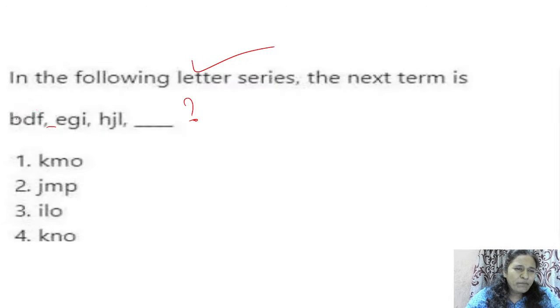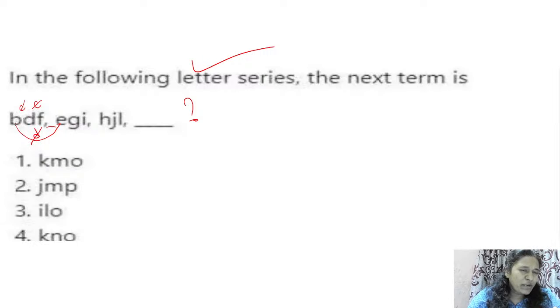Here, after B, C has to come, but D came. They are skipping C. After D, E has to come, but they are skipping E. That means alternative letters are coming. Okay, we came to know the series of this, but we have to find which is coming next.